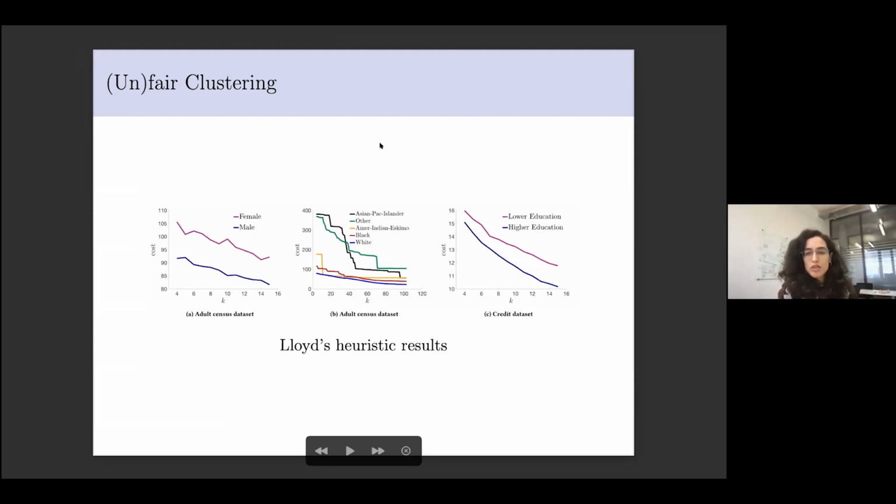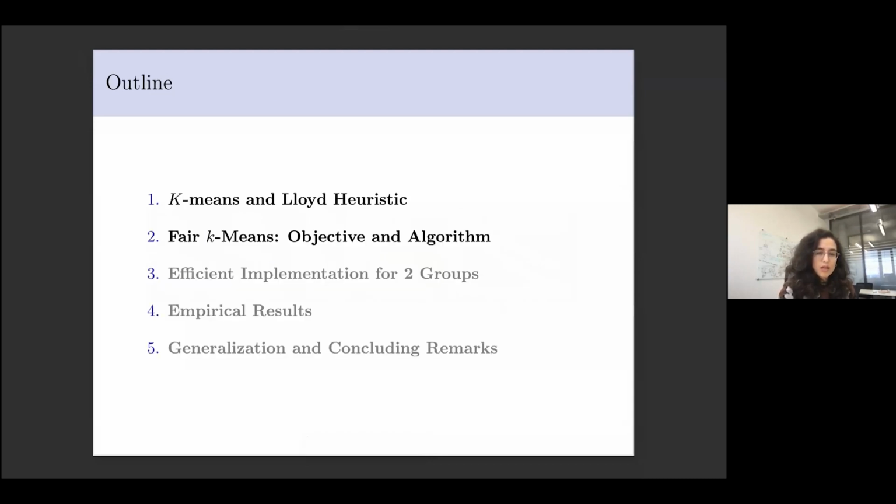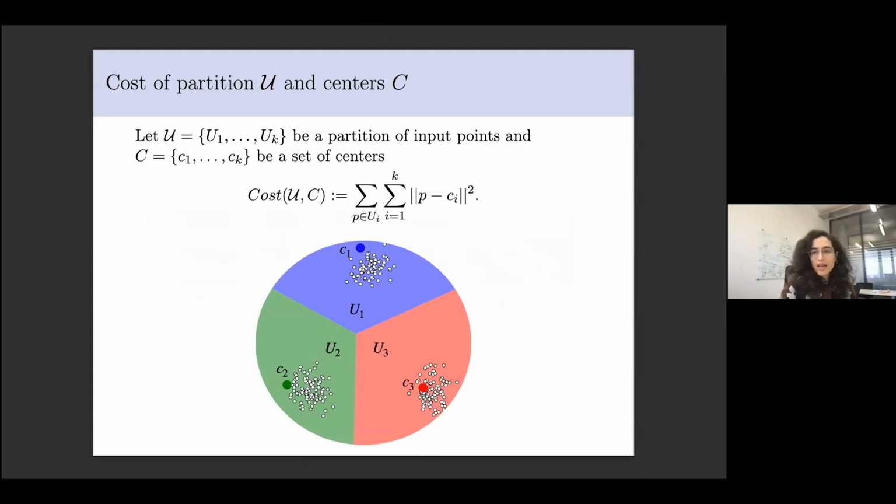Then the situation actually gets worse. As you can see, the average cost of clustering for an Asian Pacific Islander, if I use the vanilla k-means algorithm, so Lloyd heuristic, is 4 times worse than the average cost of clustering for a white individual. And we saw a similar result for the credit data set. Okay, so how can we address this issue of bias with the k-means objective and Lloyd heuristic?